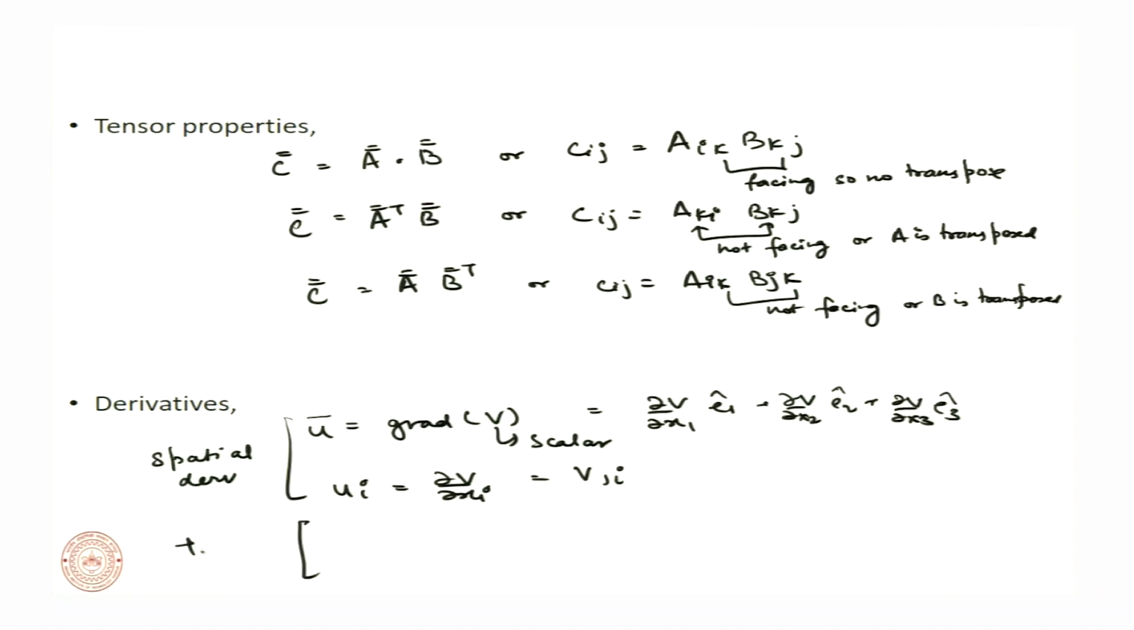Temporal derivatives are given by a dot. That is very conventional. So du by dt, where u is a vector, can be written as u_i dot e_i. That is du1 by dt, du2 by dt, du3 by dt, the three components.